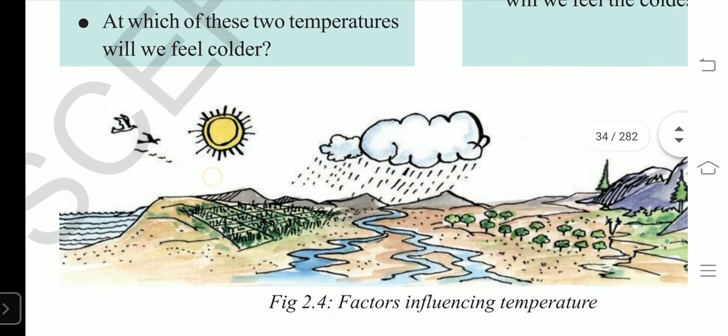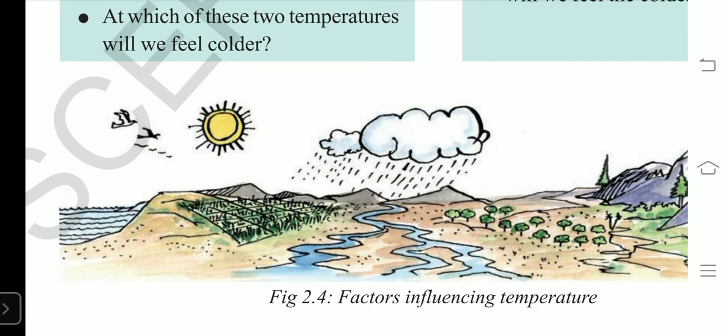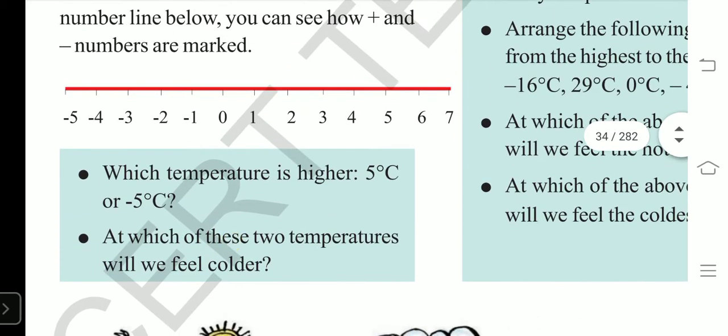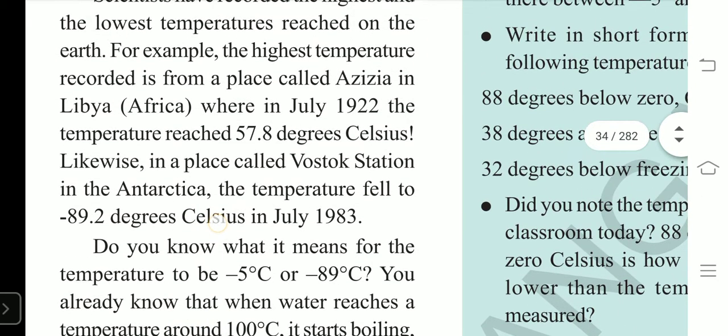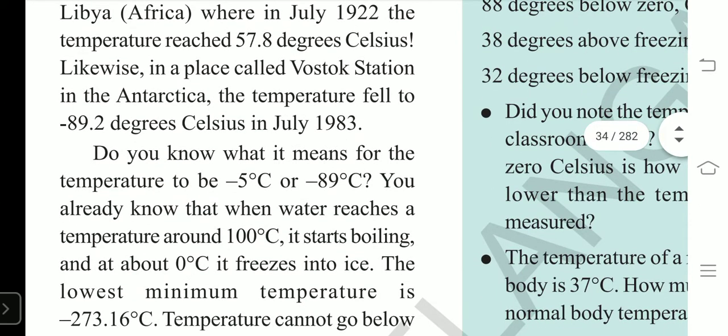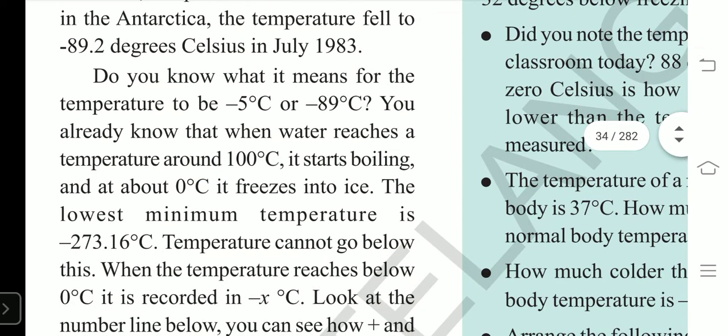Just now we have seen that temperature is different for different places, right? Another thing is that here we have seen the highest temperature recorded at Aegea, that is 57.8 degrees centigrade, and the lowest temperature recorded at Antarctica, that is minus 89.2 degrees centigrade. So what makes these differences? We have to find out why the temperature is not uniform in all places.